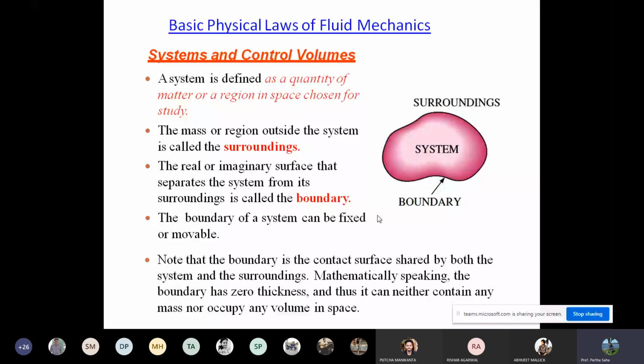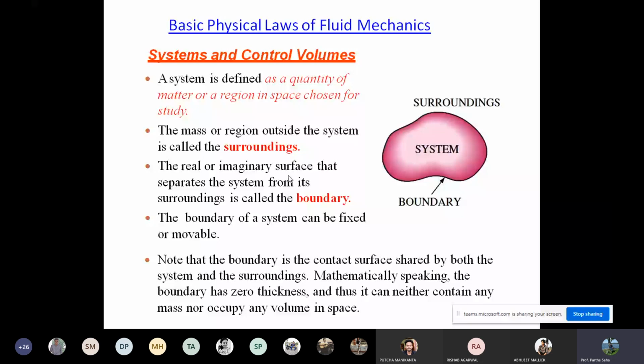Mathematically speaking, the boundary has zero thickness, and that's why we apply boundary conditions when we need to integrate any partial differential equation or differential equation. You need to set some boundary condition and then solve it within that limit, right? That's how the boundary concept came.